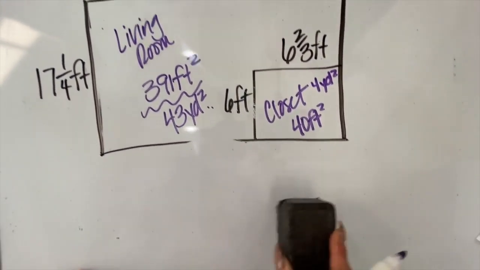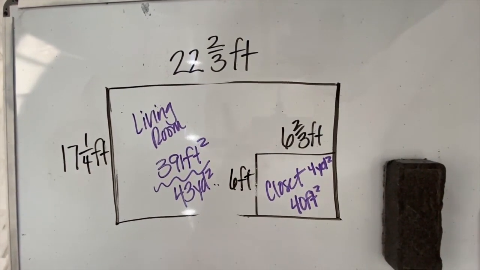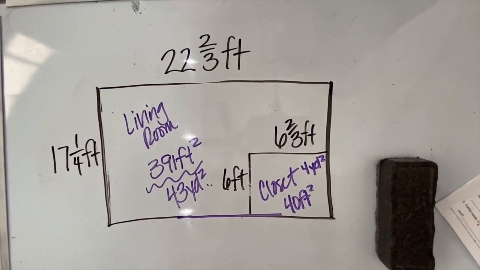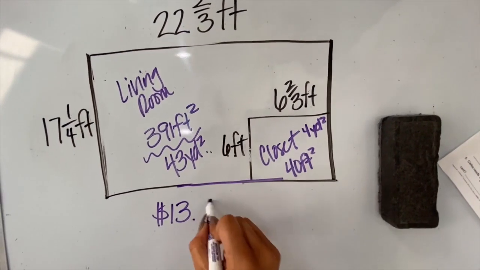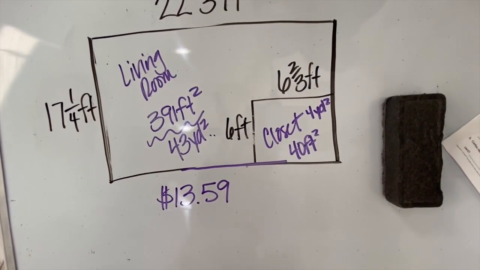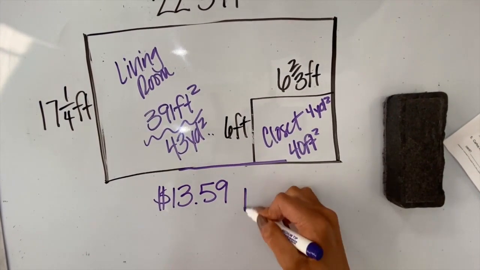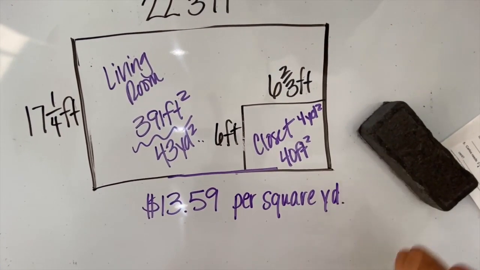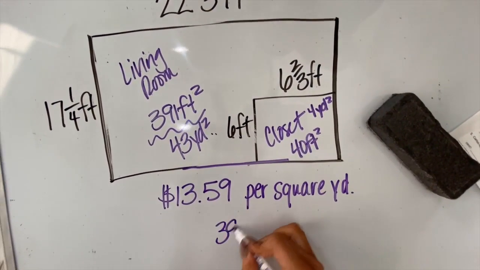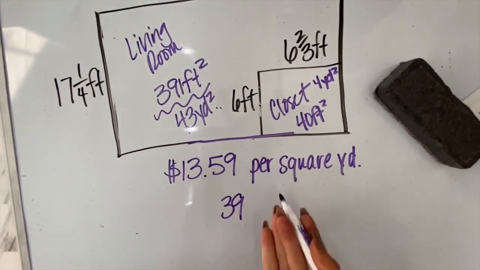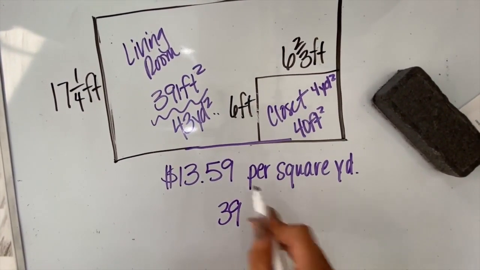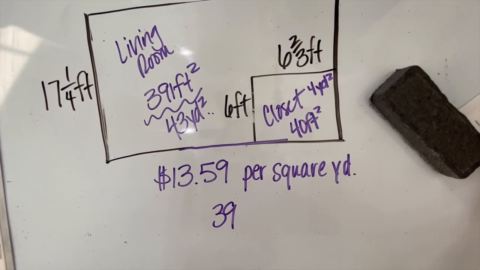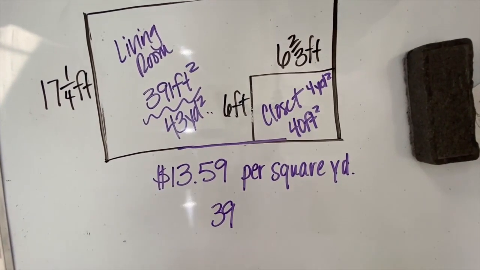Okay, the next part asks for the amount of money. So it says that it is $13.59 per square yard. Now, if I have 39 square yards, what would you need to do in order to find out my total? I will leave you there. Remember, you can use a calculator to figure that out.